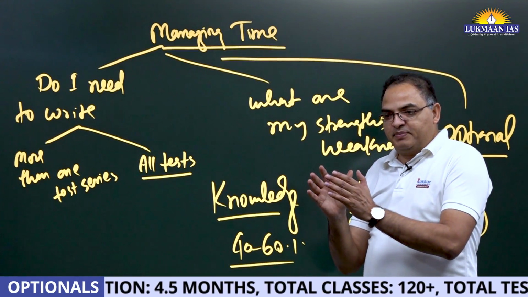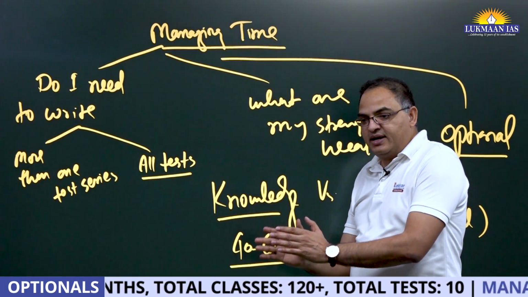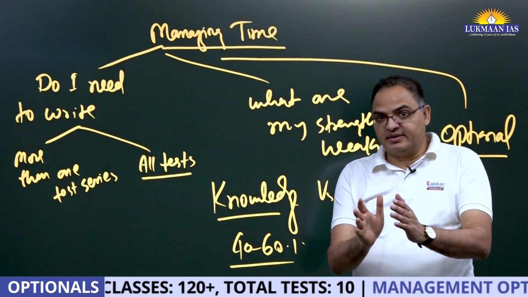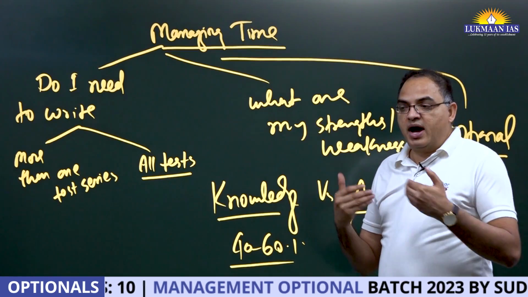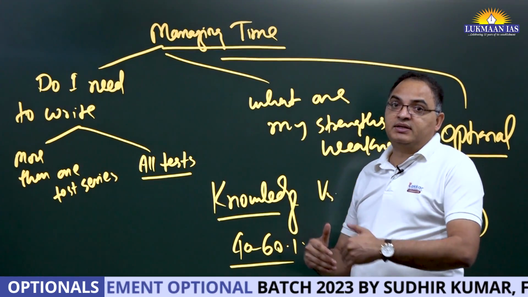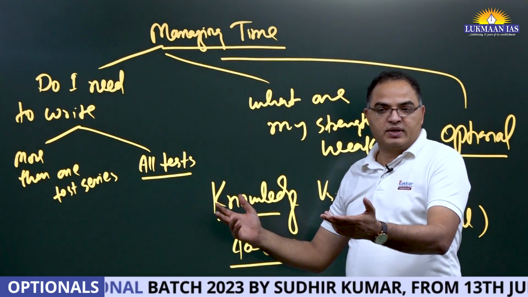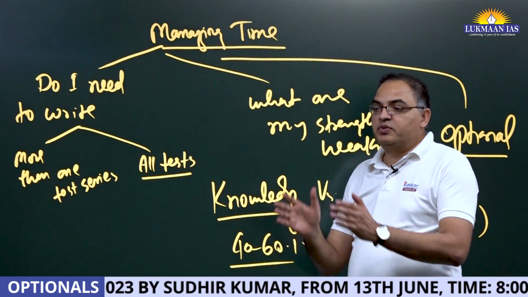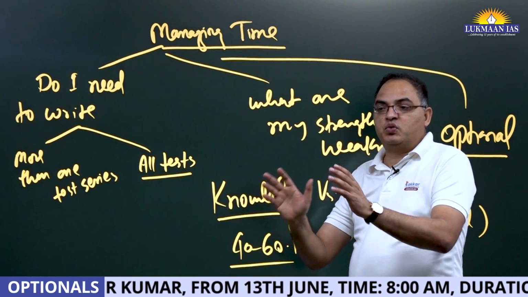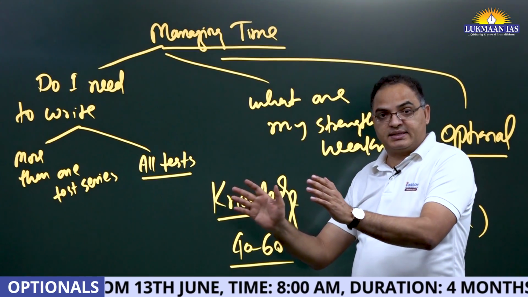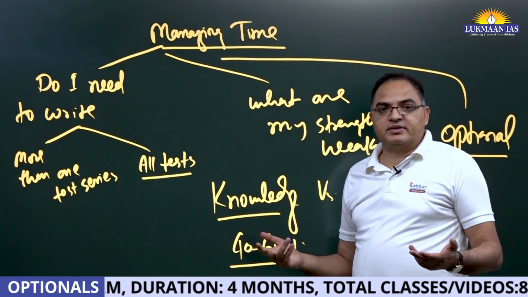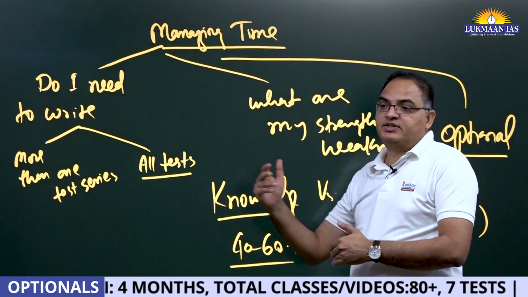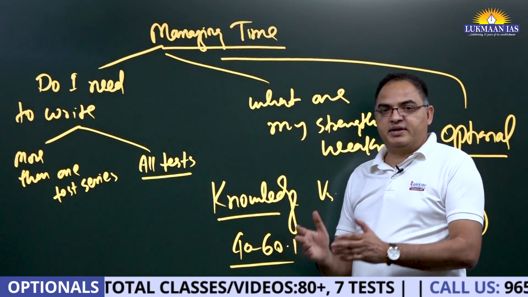So ultimately it becomes: do you have the right strategy? Are you focusing on your own strengths and weaknesses, or are you planning as per others' strengths and weaknesses? That is how we have to understand. Because if some people qualified by writing so many tests and you are also doing it, it is not a right strategy. They may have done as per their strategy. Different people have different strategies.